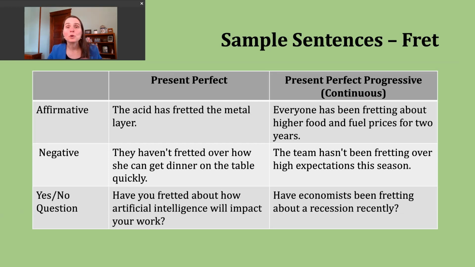So again, we're going to pay attention to our subject. If our subject is I, you, we, or they, we'll use have, then the participle been, B-E-E-N, and then the ing form of the verb. But if the subject is he, she, or it, we'll use has been, and then the ing form of the verb. You can see that in my example here. Everyone has been fretting about higher food and fuel prices for 2 years, right?